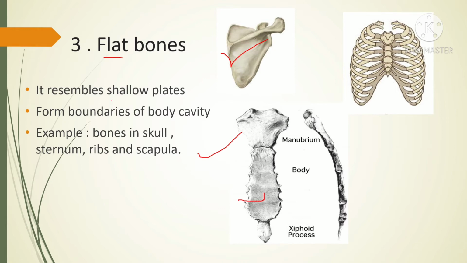Now it resembles shallow plates. It forms the boundary of the body cavity. Whenever there is a body cavity in a body, it covers it. It forms a covering of the body cavity. Therefore, it's called the flat bone.